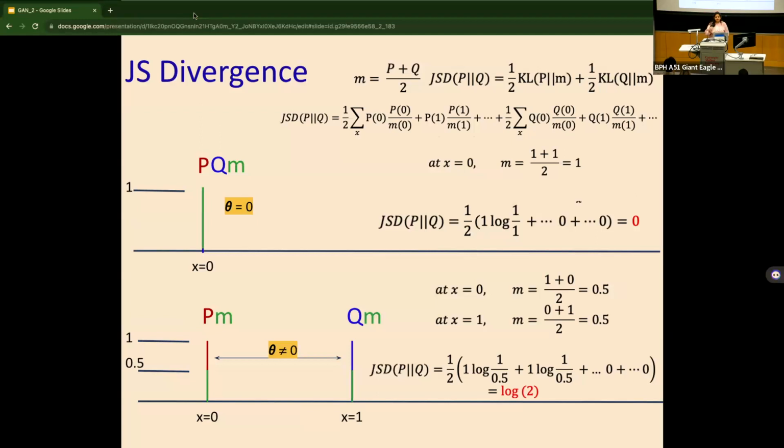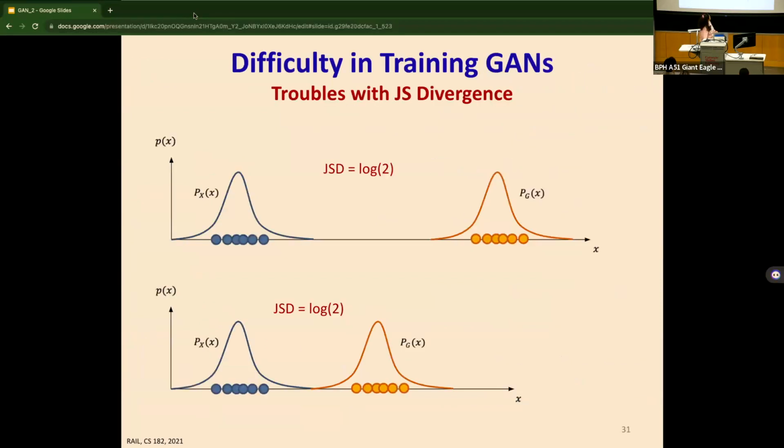And when it is log 2, it means that they are not overlapping, right? So this is what divergence helps us with. So let's see these two cases. And this visualization is already familiar to us. We just looked at it. In both of these cases, they are not overlapping, or they are barely overlapping over here, right? But the divergence value for both of them will be constant.